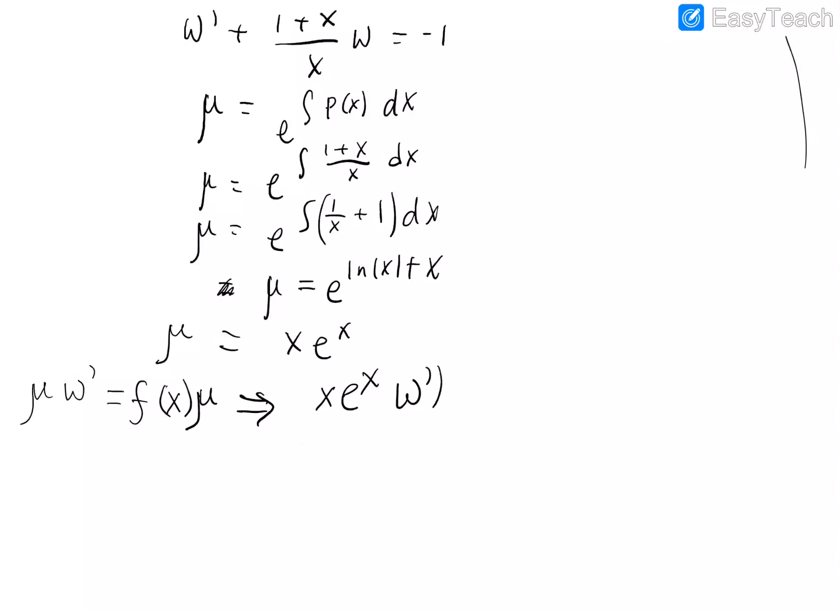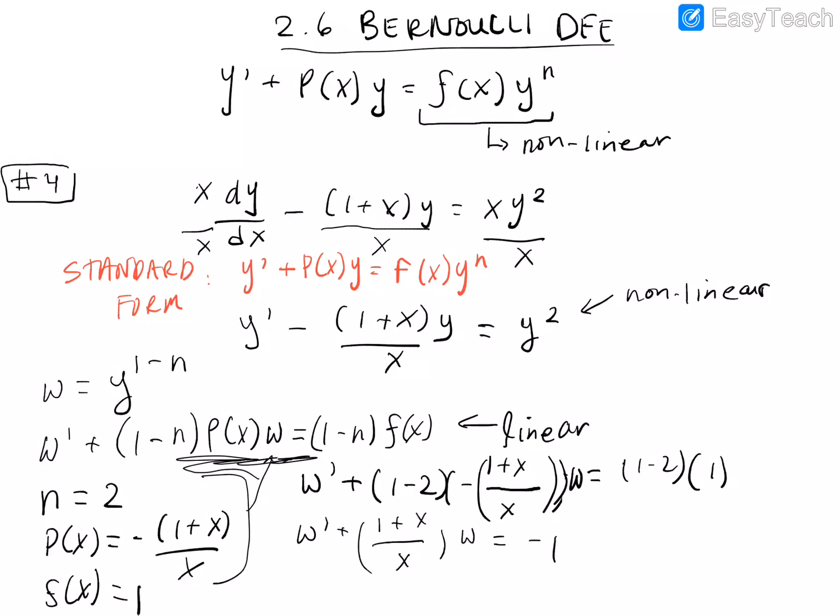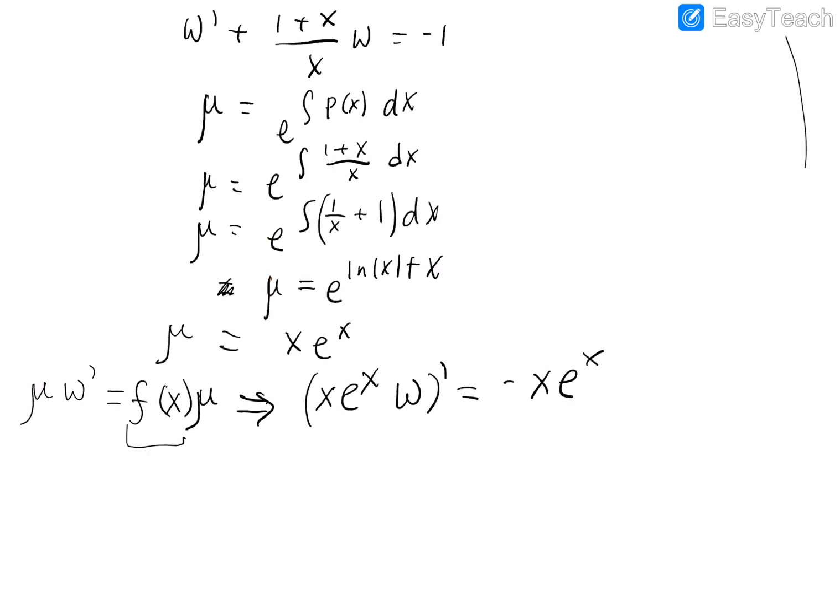w prime. And since that's being multiplied, that is going to equal negative x e to the x. Previously, our f of x was 1. So now we'll integrate both sides.